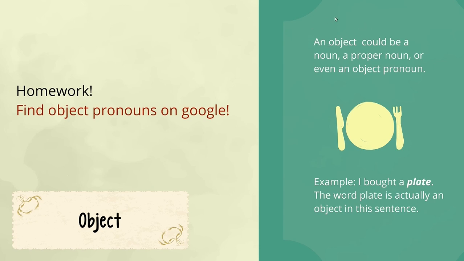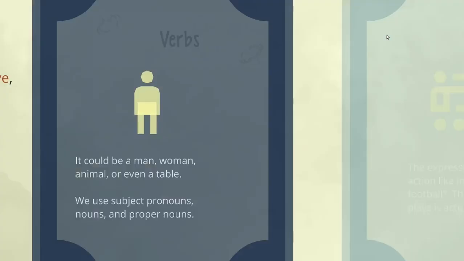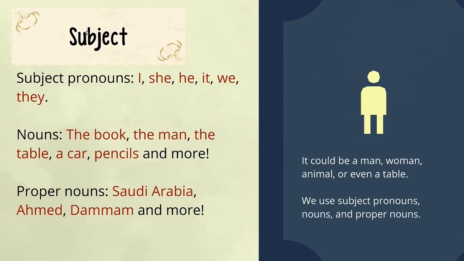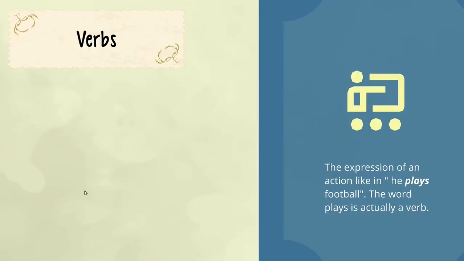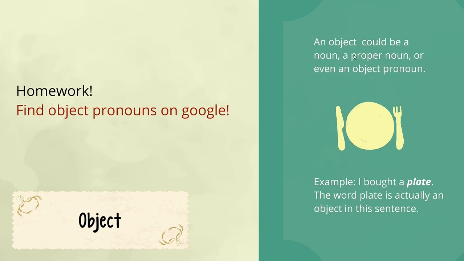And this is the difference. Here we have everything the same, right? In the objects, we have everything the same. Look, in the subject, we have subject pronouns, we have nouns, we have proper nouns, and the same thing goes here. We have object pronouns, we have proper nouns, and we have nouns.